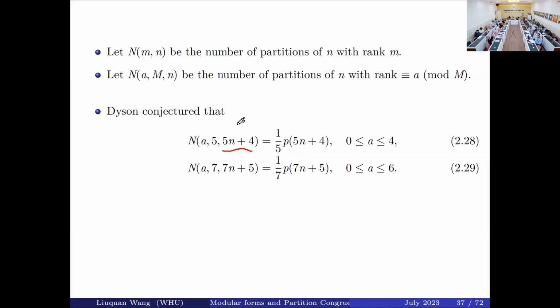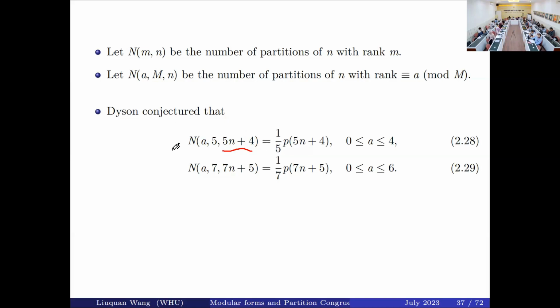That is, according to the residue of their rank modulo 5, Dyson conjectured that the number of partitions of 5n+4 with rank congruent to 0 modulo 5 is equal to the number of partitions of 5n+4 with rank congruent to 1, or 2, or 3, or 4 modulo 5. So this means that the partitions of 5n+4 can be divided into 5 equinumerous classes. And then this naturally explains why p(5n+4) is always a multiple of 5.